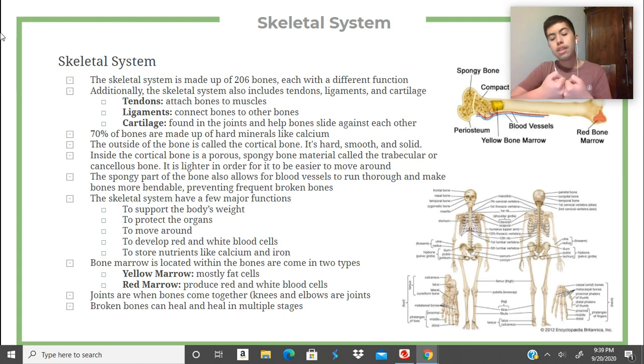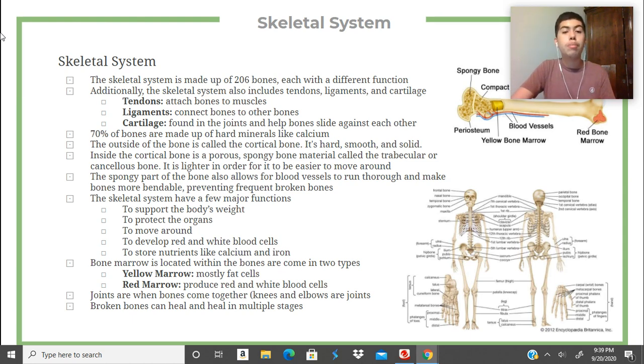So if you had two bones that just slid against each other with nothing in between them, this would be very damaging to the bones, and it would be very hard to do. So that's where joints and cartilage are important, because it helps the bones slide against each other, which makes it easier to move. And then 70% of bones are made up of hard minerals like calcium. So you have the saying, drinking a lot of milk gives you strong bones, and that's because milk contains calcium, and drinking milk will help you replenish these stores of calcium that are within your bones.